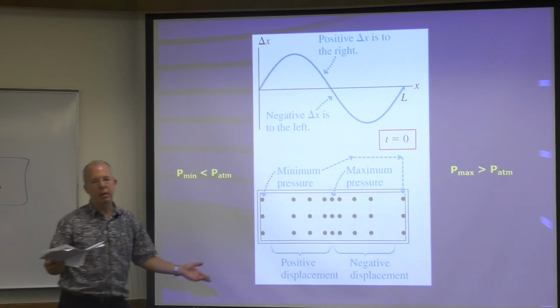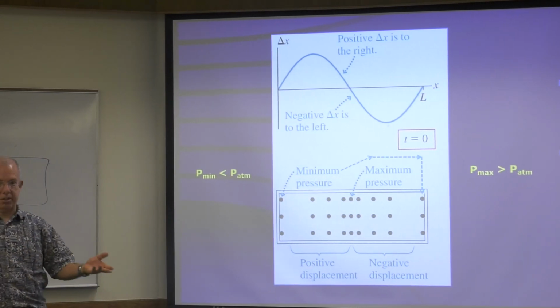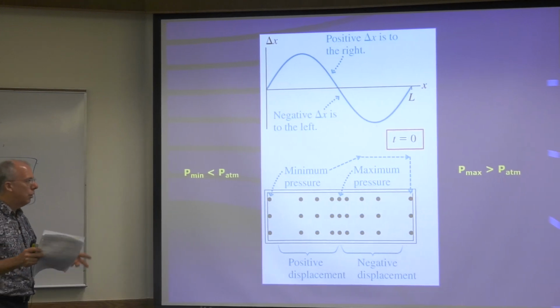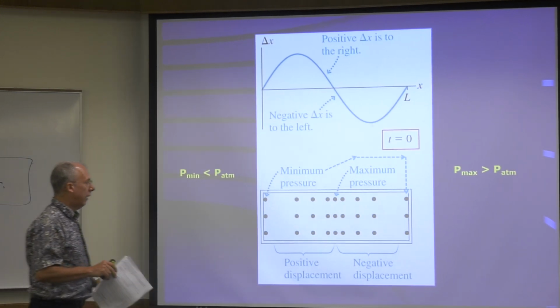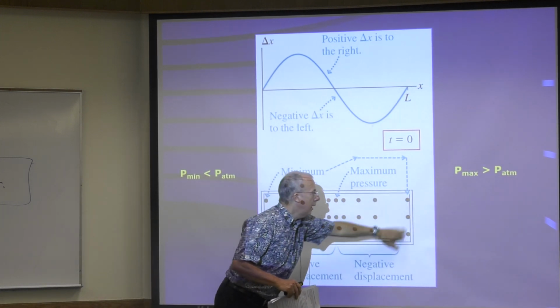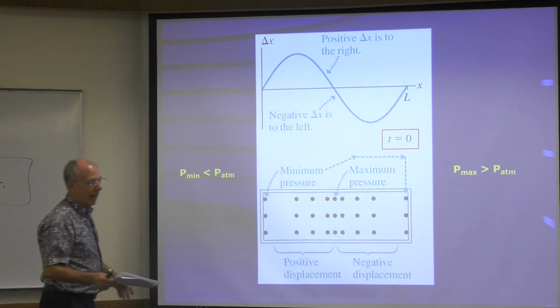So what am I talking about? When you talk about pressure, you've got to relate it to something. We're relating it to atmospheric pressure. So here the pressure is greater than atmospheric, and here and here it's less than atmospheric.